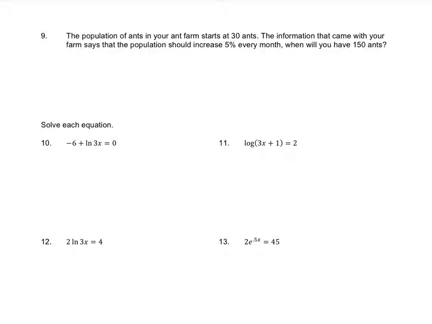Population of ants is growing. It starts at 30. It is increasing 0.05 or 5% every month. So we want to know y equals a times 1 plus r to the t. Our starting amount is 30. Our rate is 0.05. And our final amount is 150. We're looking for t. So 150 equals 30 times 1 plus 0.05 to the t.